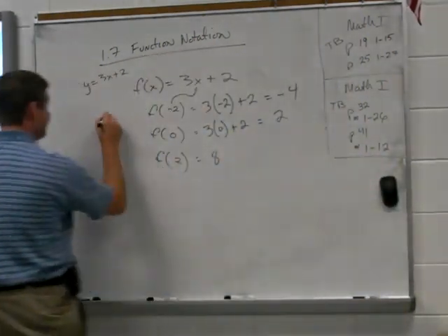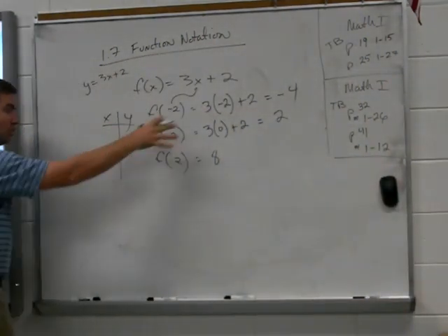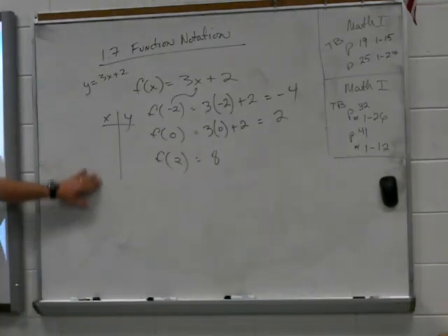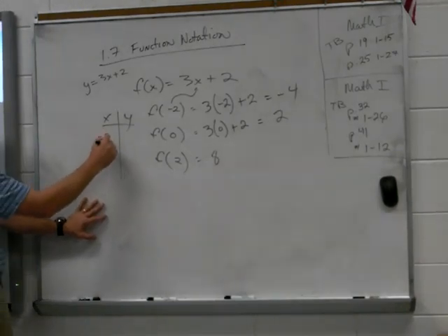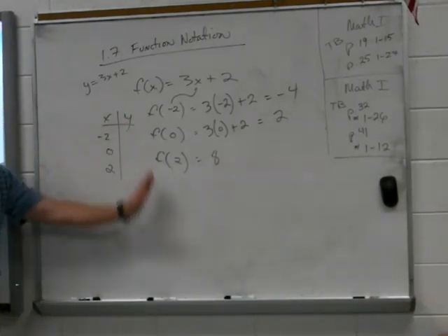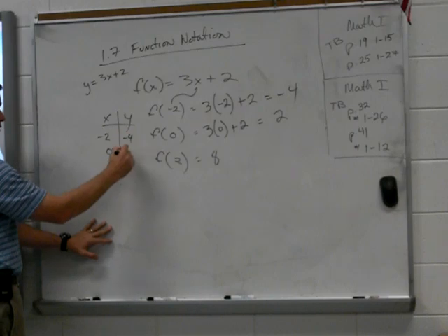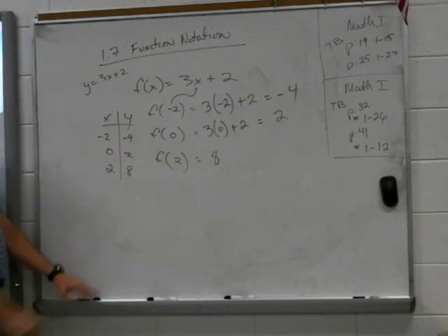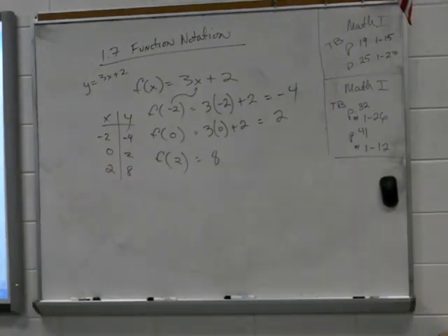If I wanted to write a very simple T-chart that corresponded to this, what would my domain be? What 3 values are my domain? Negative 2, 0, and 2. What would my output be? Could you graph using those 3 points? Sure you could. Questions?